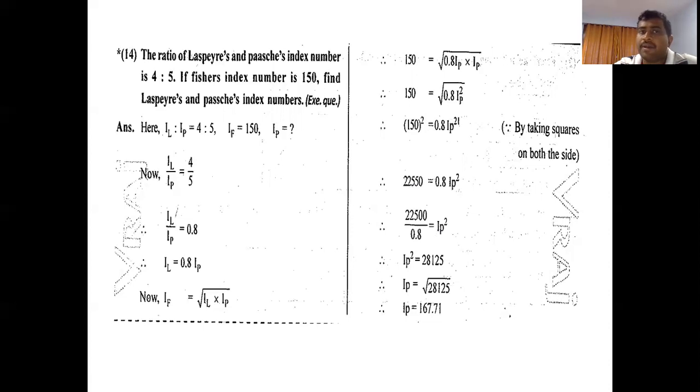Clear? Again repeating, IL upon IP is 4 by 5. 4 by 5 divided, we get 0.8, cross multiply to get IP. The formula for IF is IL into IP. IF is 150, right? Instead of IL, what we have to do? 0.8 IP into IP. In this way it goes. Square and square cancel. 150 square divided by 0.8, we get 28125. Root of that we get 167.7. Clear to all of you?